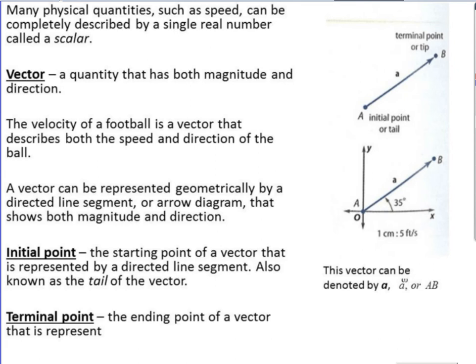A vector can be represented geometrically by a directed line segment or arrow diagram that shows both magnitude and direction. The initial point is the starting point of a vector that is represented by a directed line segment, also known as the tail of the vector, and the terminal point is the ending point.